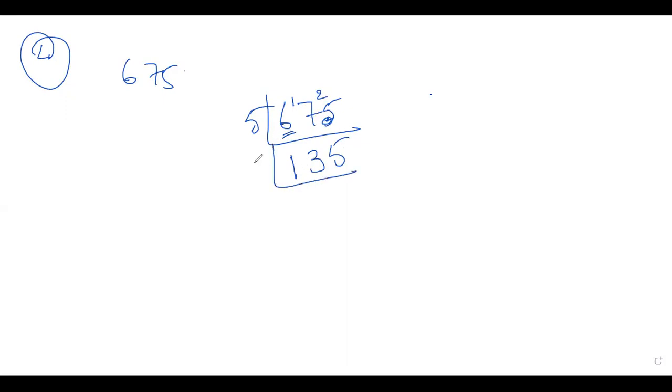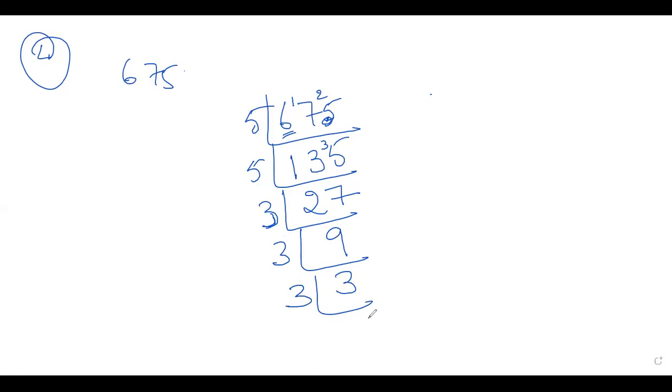Yes. Again divide by 5. 5 twos are 10. Remainder is 3. We have 13 here. 5 twos are 10. 3 is the remainder. Now it is 35. 5 sevens are 35. Now 27 is an odd number. You can go for 3. 3 nines are 27. Again divide by 3. 3 threes are 9. Again by 3, 3 ones are 3.